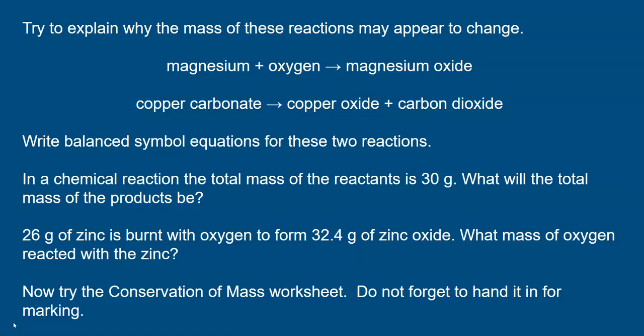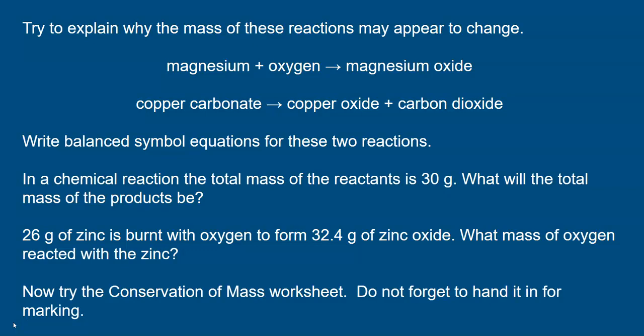Now, the balanced symbol equations. You should all know magnesium is Mg, oxygen O2, and magnesium oxide MgO. So starting with those symbols, O2 on the left hand side means you need two oxygens on the right hand side, and the only way to achieve this is by putting a big 2 in front of the magnesium oxide. You cannot change the formula of magnesium oxide from MgO.